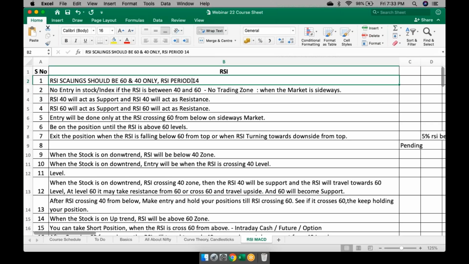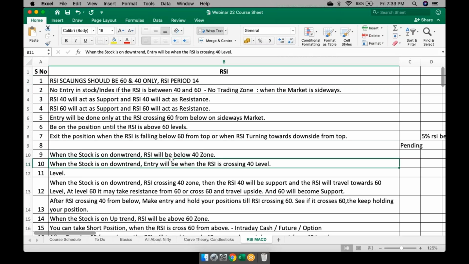RSI 40 will act as a support, and as a resistance. RSI 60 will act as a support, and 60 also will act as a resistance. Entry will be done only when the RSI is crossing 60 from below the sideways market, and be in the position until RSI is above 60. Exit the position when the RSI is falling below 60 from the top, so that you can book profit.